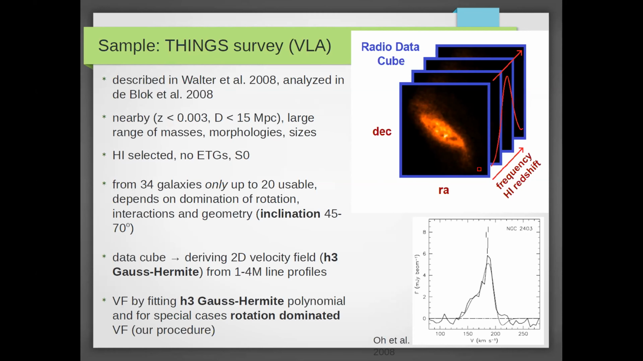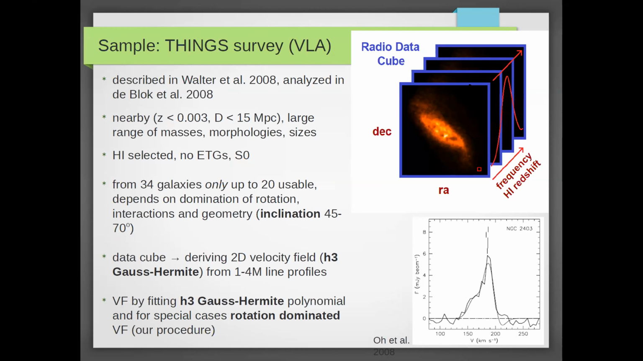As I mentioned before, the main part of the kinetic energy should be in rotation. So this is taking some of the galaxies out of the sample. Some of the galaxies are undergoing interactions, and also the geometry has to be favorable. So inclination is very important. 45 to 70 degrees is the most optimal.